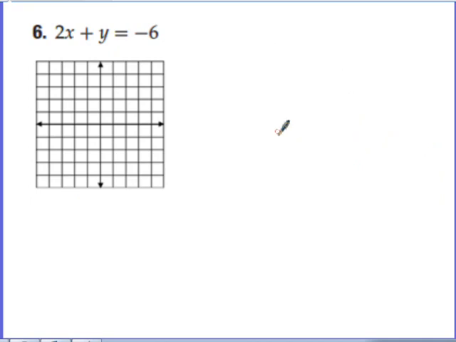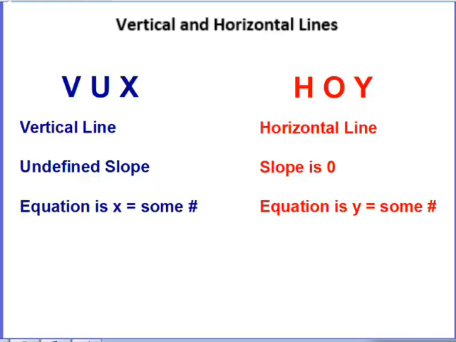Alright, you're going to do this one by yourself. So pause here, do number 6. We'll go over it in class. Last topic we need to talk about is vertical and horizontal lines. So these are the special cases that we talked about a little bit before. VUX and HOY are just kind of mnemonic devices to help you remember things.